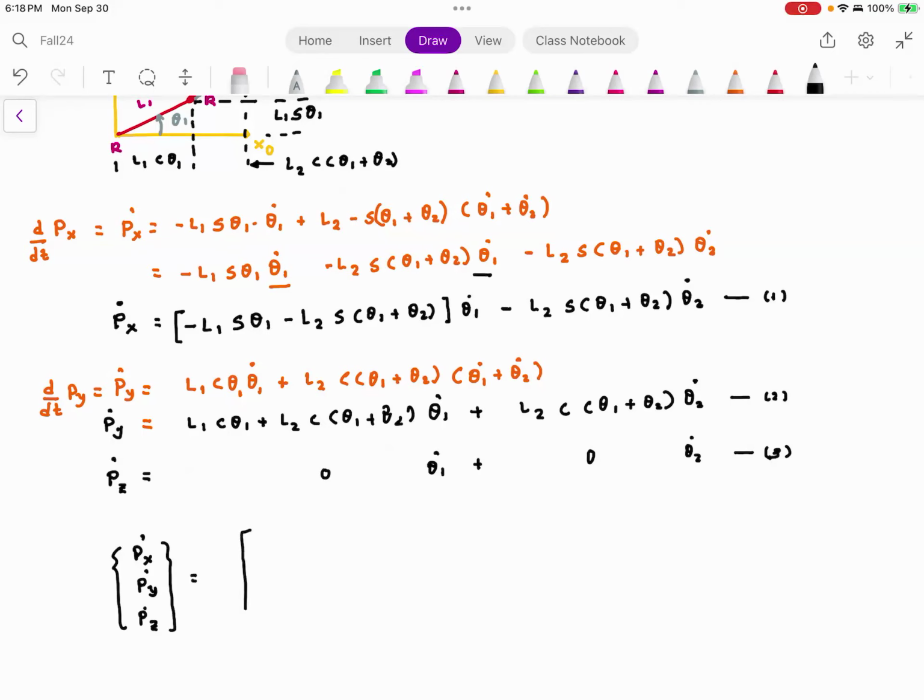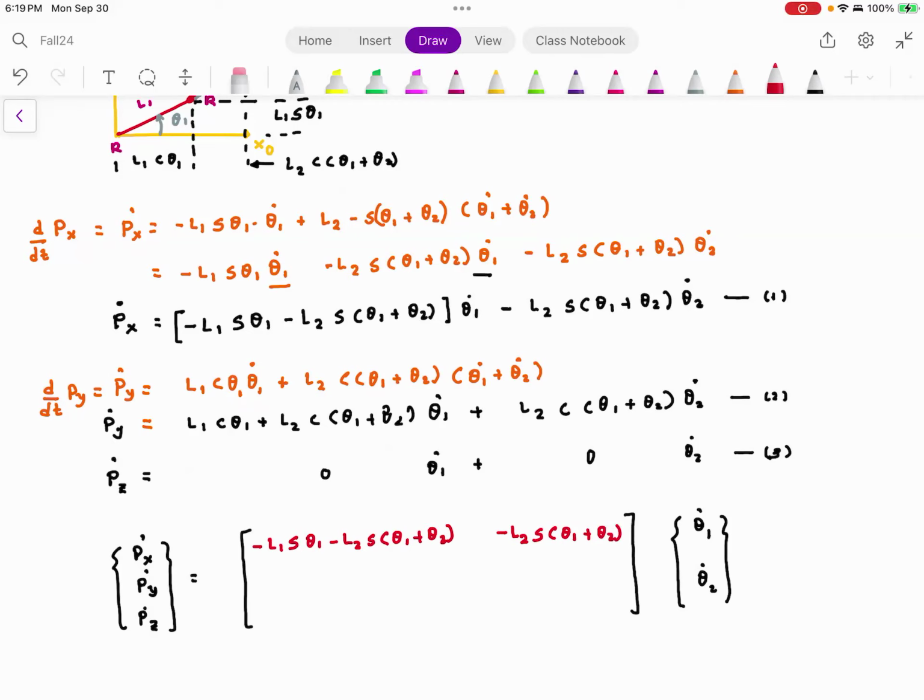Matrix form means I have to write this equation like Px dot, Py dot, and Pz dot. And I'm going to have this matrix, actually I will need a bigger matrix, and I'm going to have theta 1 dot and theta 2 dot. So I want to write this in a matrix form, and see this matrix comes out very nicely as minus L1 sine theta 1 minus L2 sine theta 1 plus theta 2, minus L2 sine theta 1 plus theta 2.